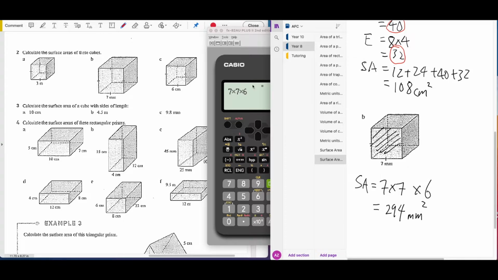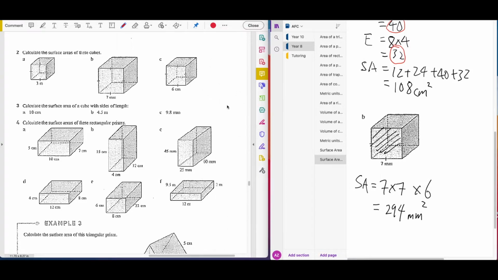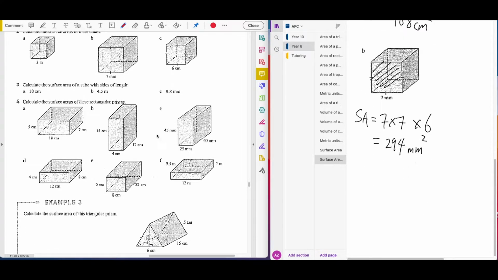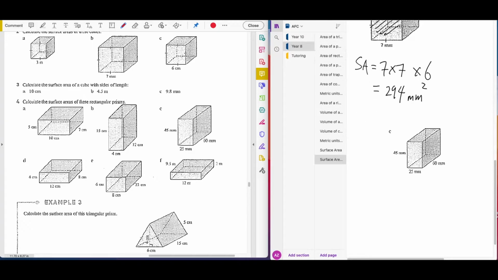Okay. Now, let's do some slightly more difficult questions. And like I said, some of these questions you probably have done yesterday. So I'm just going to pick one, and hopefully you still remember from yesterday how to do these questions. So I'm just going to pick C. And let's take a look. So let's find the surface area. So I'm just going to start writing surface area is equal to.